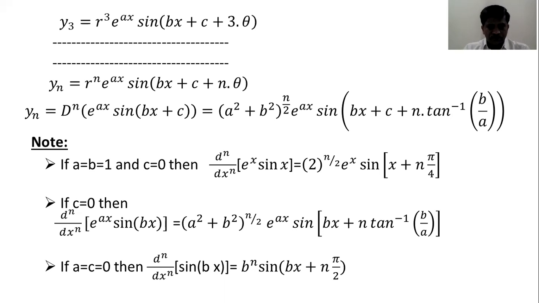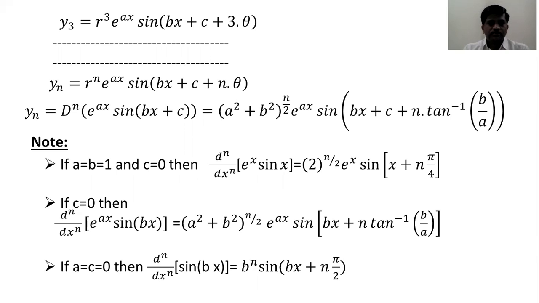If c is equal to 0, then the nth derivative of e^x sin bx is equal to (a squared plus b squared) power n by 2 into e^x into sin of (bx plus n tan inverse of b by a).